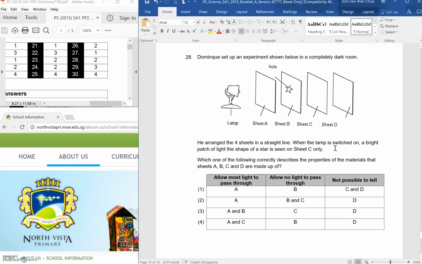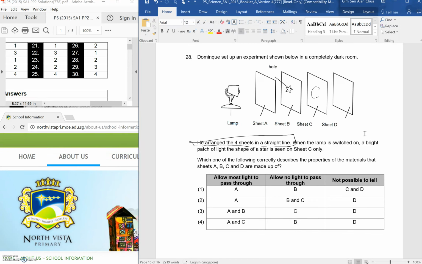Now, question 28 is another favorite question on shadow. He arranged 4 sheets in a straight line. Light travels in a straight line, we must know that. When the lamp is turned on, a bright patch is seen on only sheet C, which means the star is here. You can see a patch here.